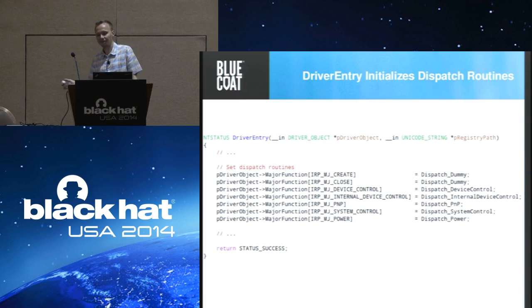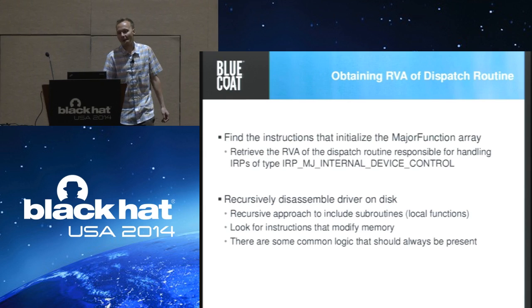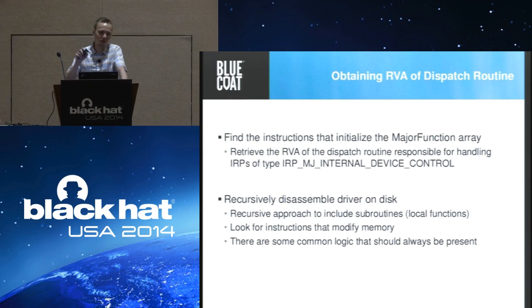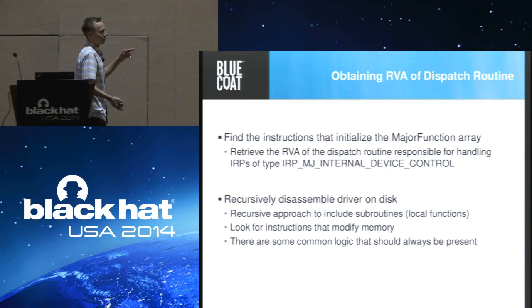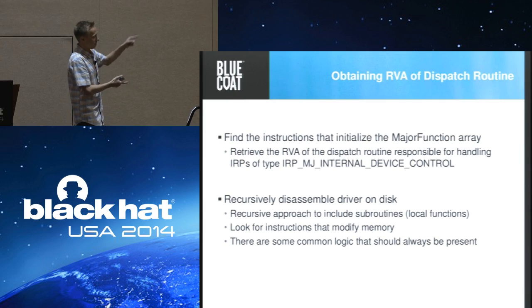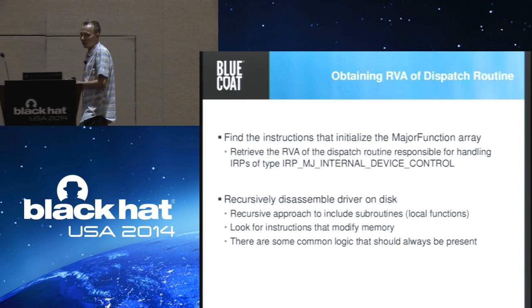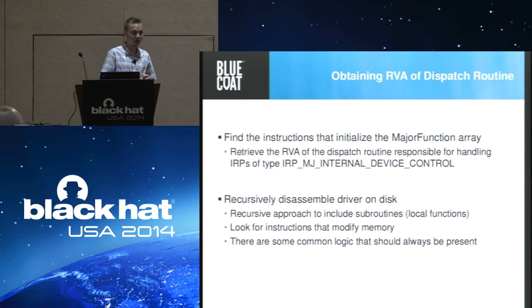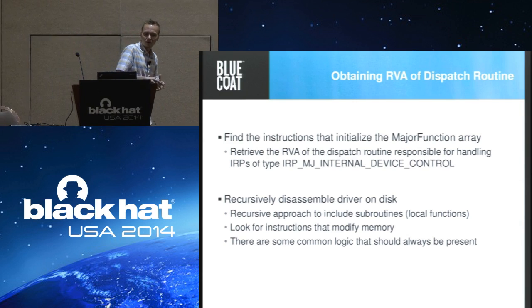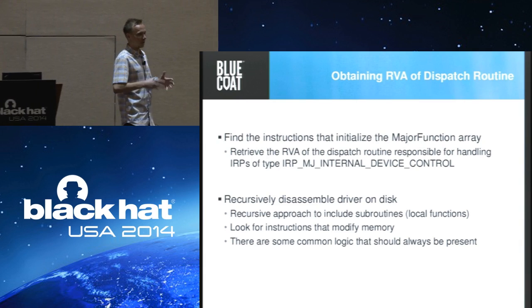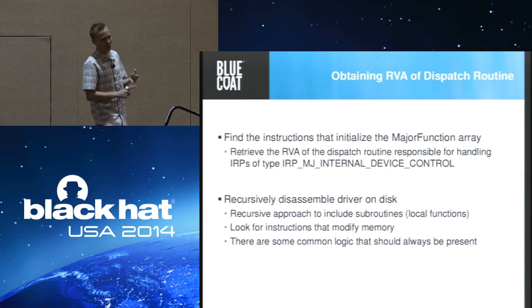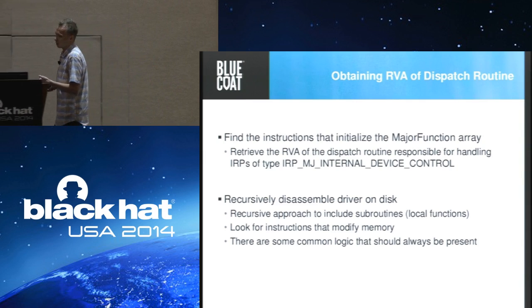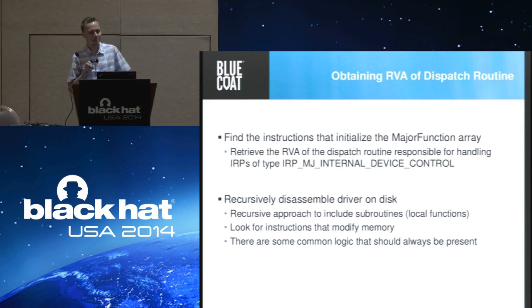So how do we find them? Our approach for doing this is to search for the instructions within the binary itself that initialize the major function array. So if you manage to find these instructions that basically implement what I showed you in C, just do disassembly on them, you can actually retrieve the RVA of the dispatch routine which we are looking for. So we do this by recursively disassembling the driver on disk. We have to do it recursively because the instruction might reside in a local function or in a subroutine. And then we look for instructions that modify memory.